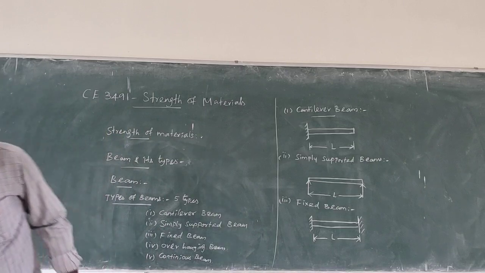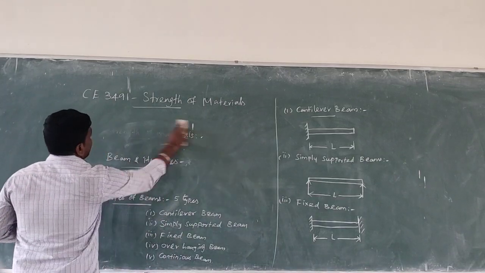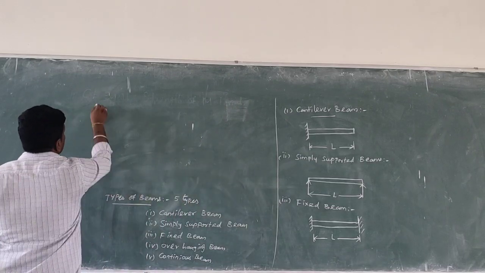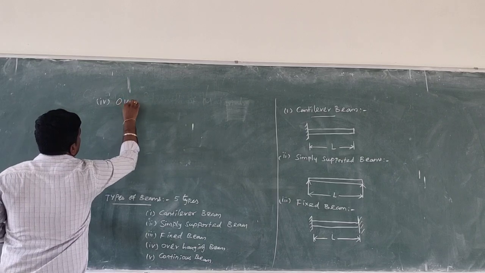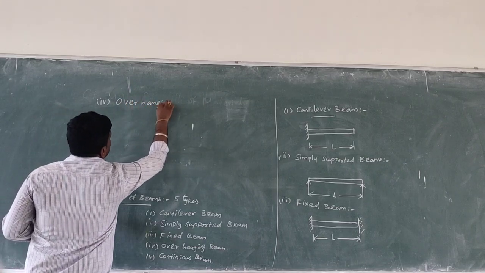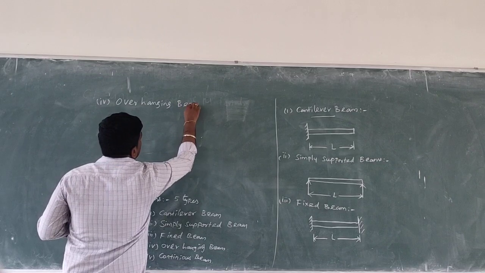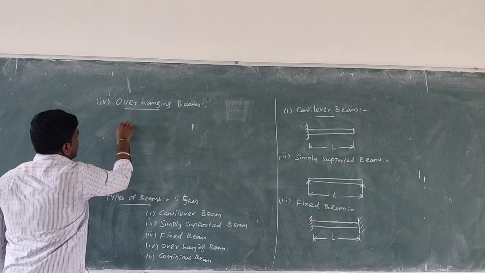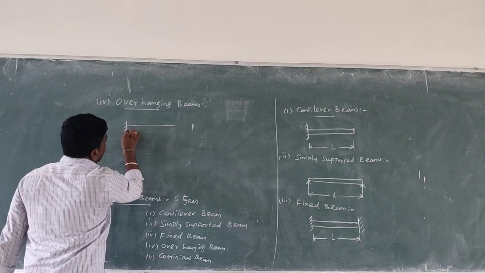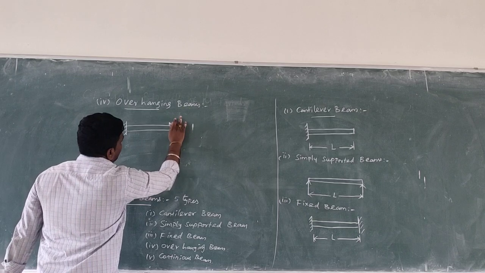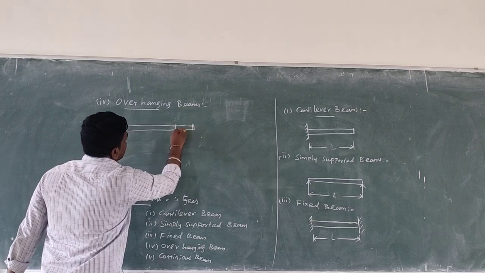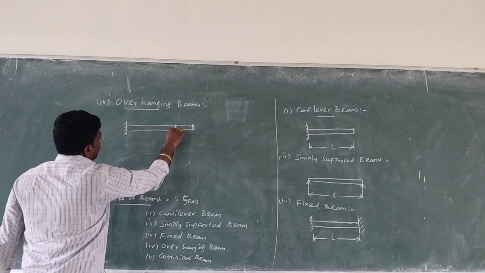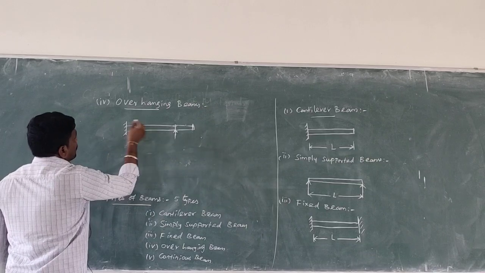Next, fourth one, overhanging beam. When the beam extends beyond the limit, that means it extends beyond the support, it is called an overhanging beam.